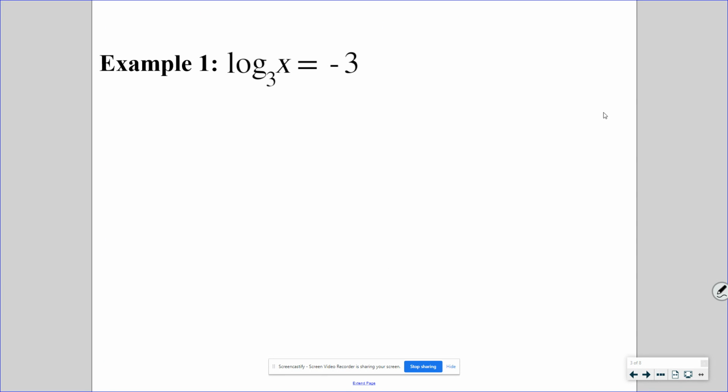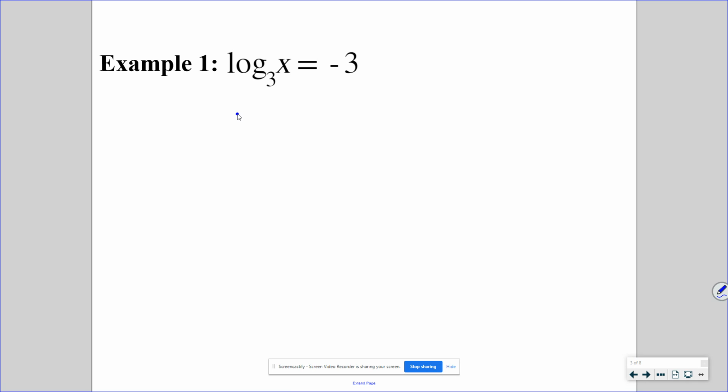So let's start with something that's pretty basic. For a question that looks like this, where there's just one logarithm over here by itself, you're going to do what I refer to as the logarithm song. If you haven't watched the logarithm song video, make sure you go back and do that. But the logarithm song tells us to rewrite it as an exponential equation.